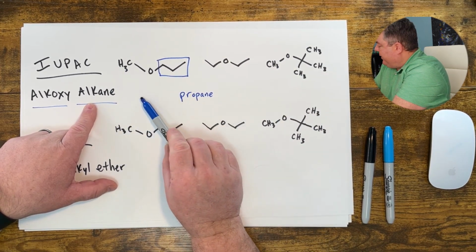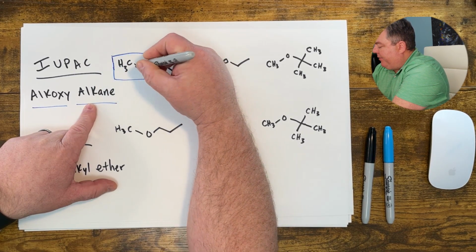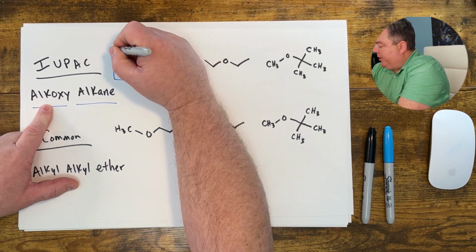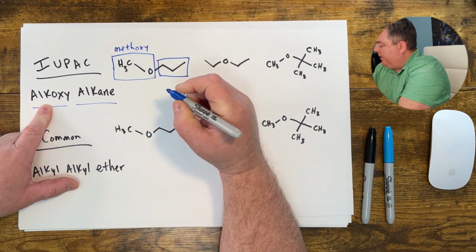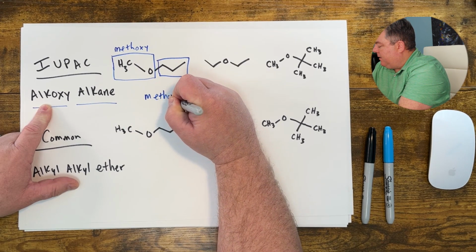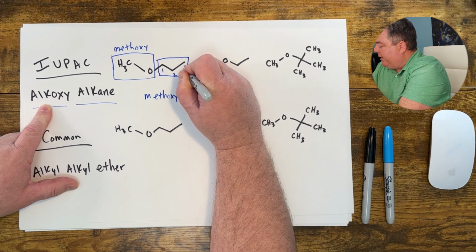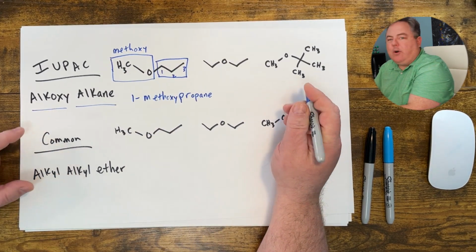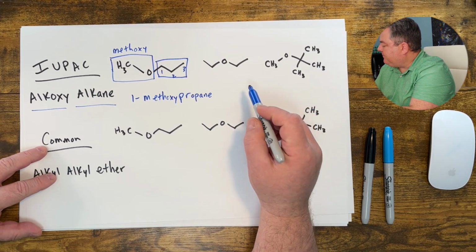Now this group I still haven't named yet. This group is a methyl with an oxy on it, so we call that a methoxy group. So we have some kind of methoxypropane. And if we want to, we could say that's on carbon 1 of the propane. So we could call it methoxypropane or 1-methoxypropane.